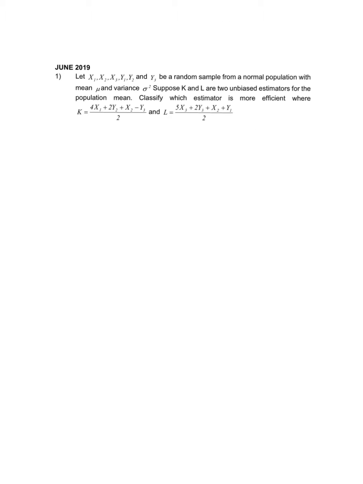Okey, cuba kita tengok satu contoh soalan Jun 2019. Okey. Dia kata X1, X2, X3, Y1, Y2 and Y3 random sample from a normal population with mean mu and variance sigma square. Okay, so kita ada X1, X2, X3, Y1, Y2, Y3, yang mana it's come from normal population with mean and sigma square.